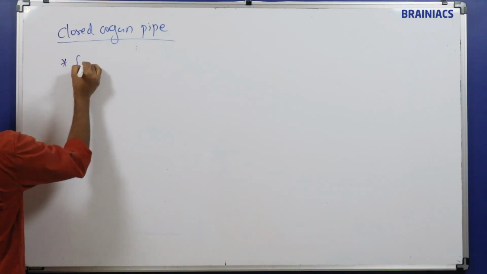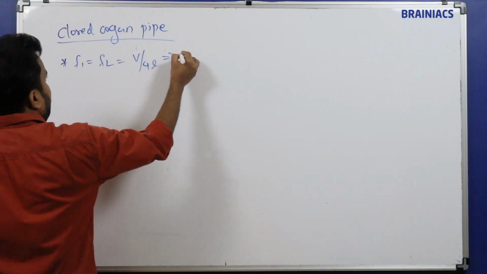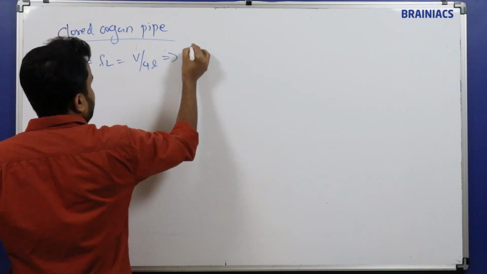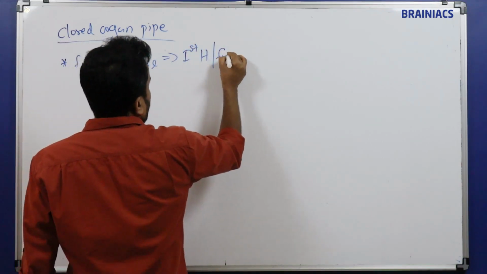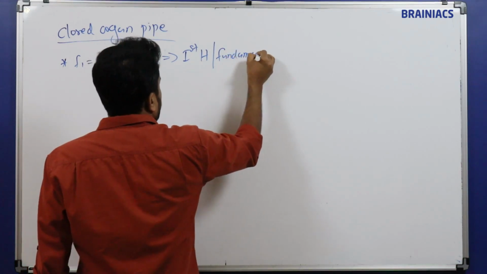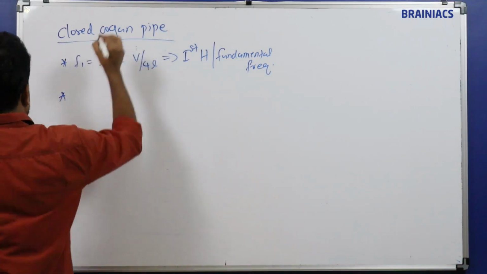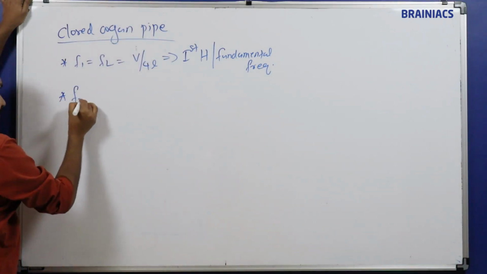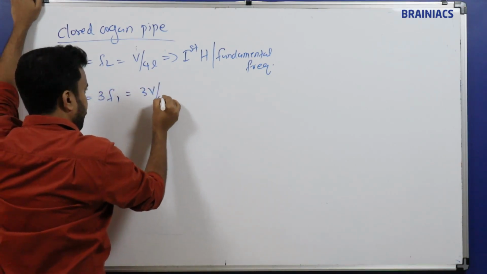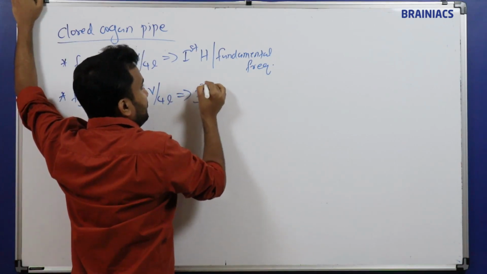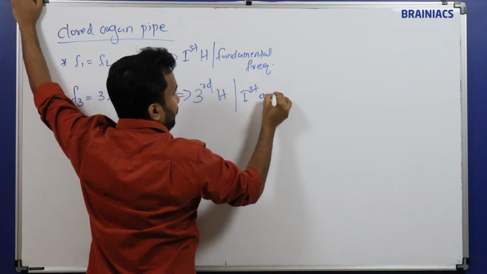Closed organ pipe key points. Number 1, F1 equals the fundamental frequency, equal to V by 4L. This is called what? First harmonic, or this is also called fundamental frequency. Important one. Next one is F3. F3 is equal to 3 times F1, which is 3V by 4L. So this is called the third harmonic, or it is also called the first overtone.